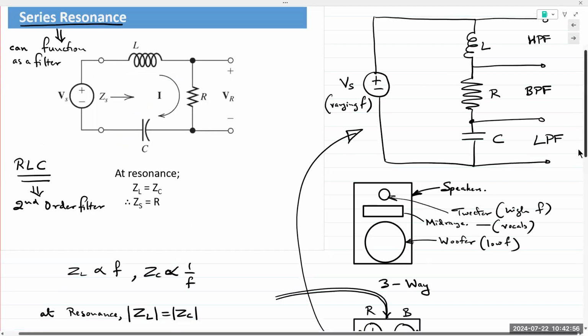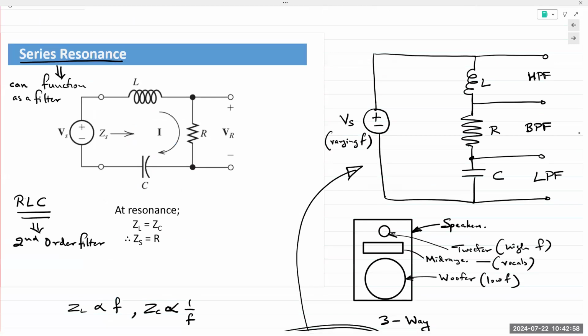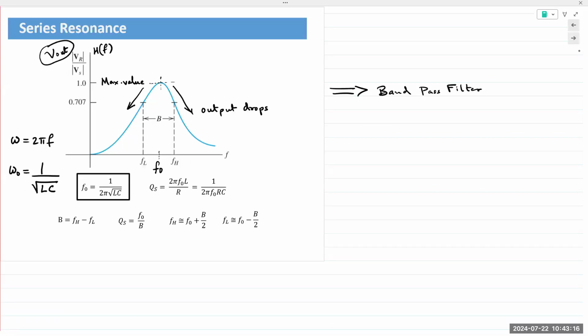Let's go back here. Remember what I said. A series resonance circuit can function as a band pass filter. However, if we take the output across the inductor, we have a high pass filter. If we take the output across the capacitor, we have the low pass filtering option, or the low pass filter. So it is a combination of two filters connected together, right?